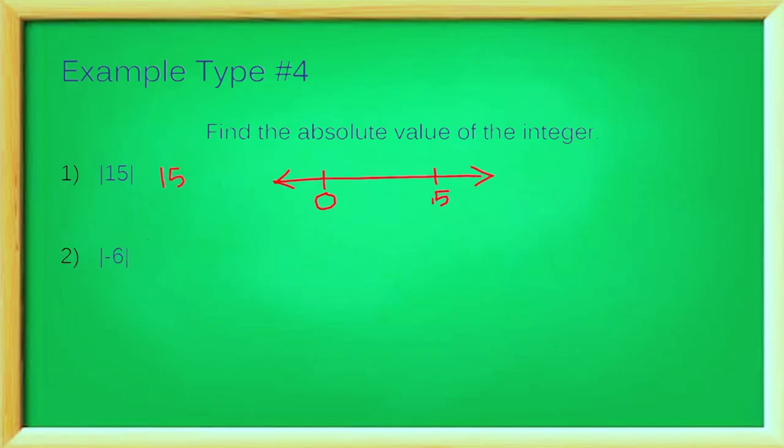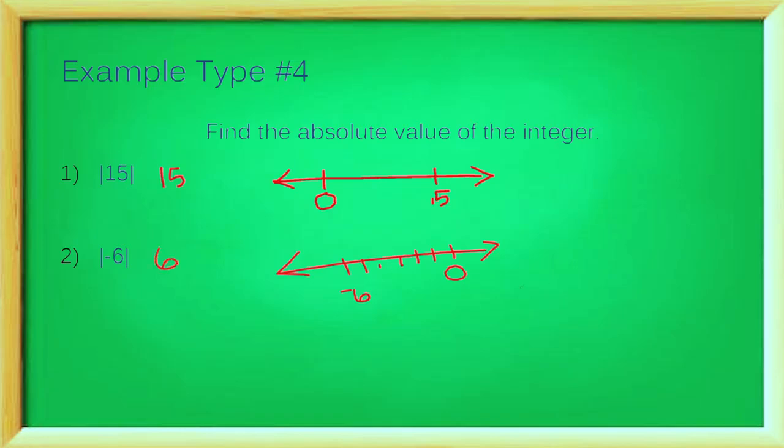Example number 2 is -6. This is going to be the same, but in reverse. Okay, so I have a 0 here. I can go 1, 2, 3, 4, 5, and 6 notches to the left, and that's going to tell me that I have 1, 2, 3, 4, 5, 6 spaces in between -6 and 0, meaning the absolute value of -6 is 6, positive 6.